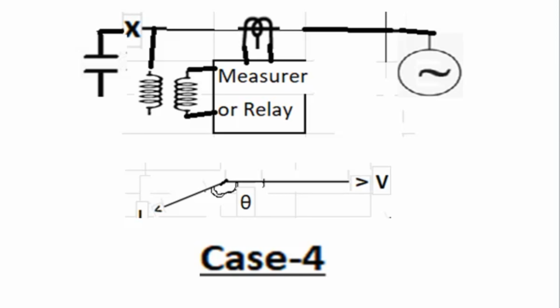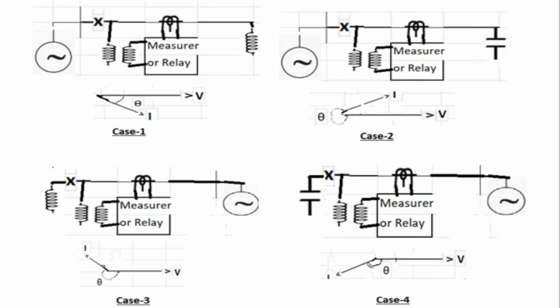Now if we see all combined together, the first case is inductive load on the front side of the feeder, generator on the back side. Second case is capacitor load on the front side and generator on the back side. Case 3 is the reversal of case 1. That is, inductive load is on the back side of the measurer unit and generator is on the front side of the measurer unit. Case 4 is the reversal of case 2. Capacitor is on the back side, the source is on the front side. In that case, how it behaves, we will see.